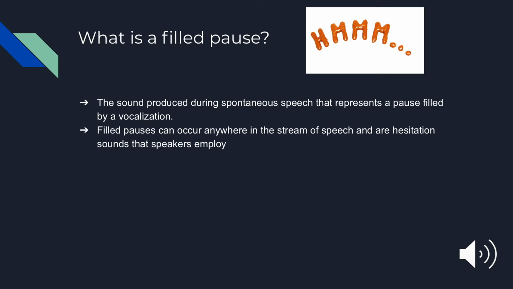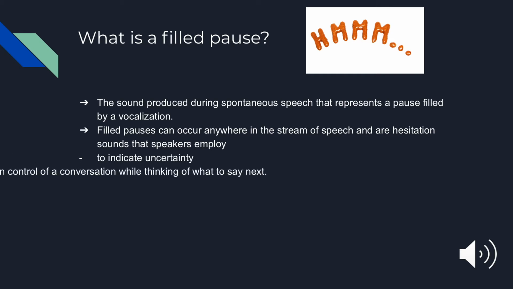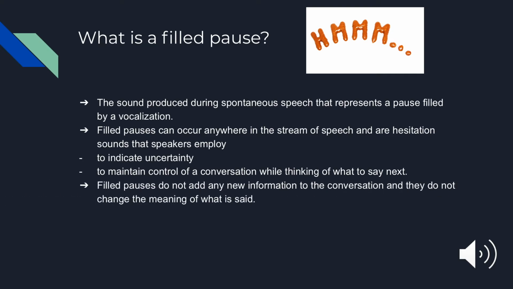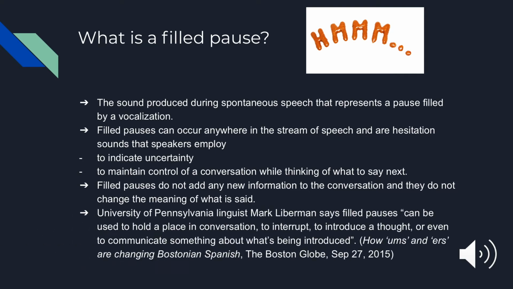Filled pauses can occur anywhere in the stream of speech and are hesitation sounds that speakers employ to indicate uncertainty and to maintain control of a conversation while thinking of what to say next. Filled pauses do not add any new information to the conversation, and they do not alter the meaning of what is uttered. They are language specific and constitute sites for cross-linguistic comparison and contrast. University of Pennsylvania linguist Mark Liberman says filled pauses can be used to hold a place in conversation, to interrupt, to introduce a thought, or even to communicate something about what's being introduced.